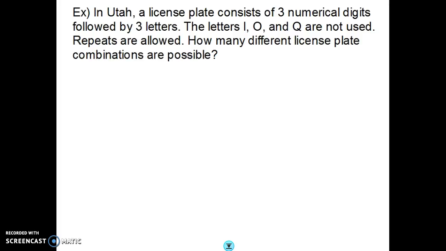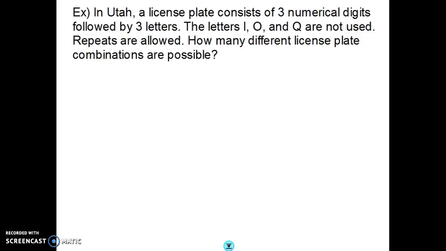So what does that look like in a slightly more complicated example? Well, in Utah, a license plate consists of 3 numerical digits, so the numbers 0 through 9, followed by 3 letters. The letters I, O, and Q are not used, and repeats are allowed. So you can have 888 as your number, for example. We want to figure out how many different license plate combinations are possible.